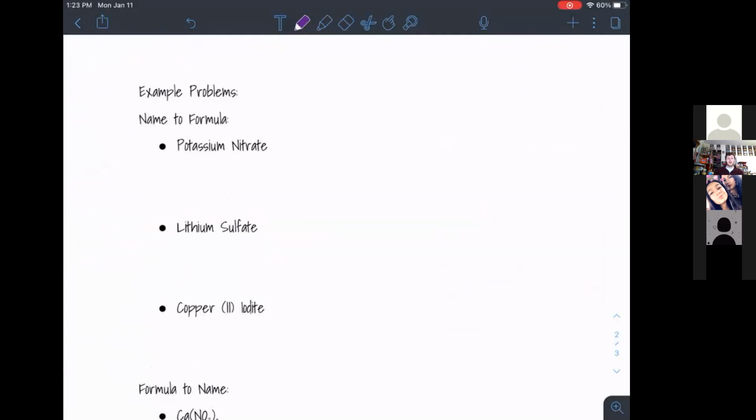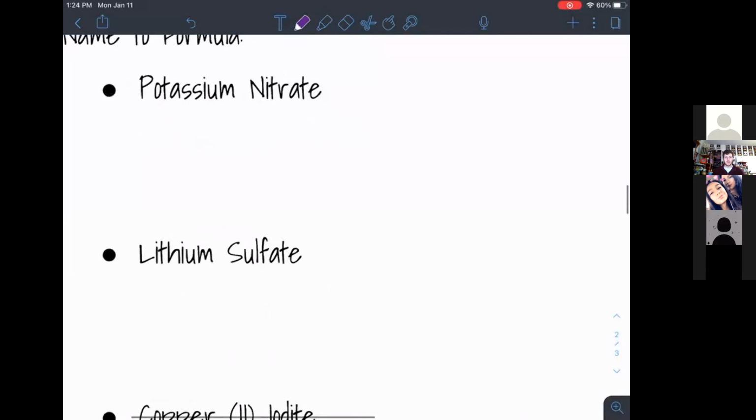So if we look, we're going to go through some examples together of naming, going from name to formula and going from formula to name. So this first one, potassium nitrate. Potassium, is that an element from the periodic table? Can you tell me that element symbol? Yes. What is it? K. Awesome. We have K here.